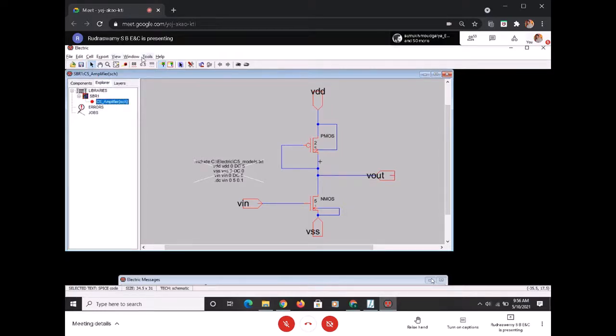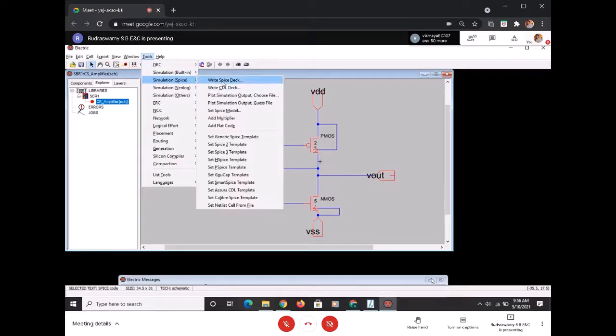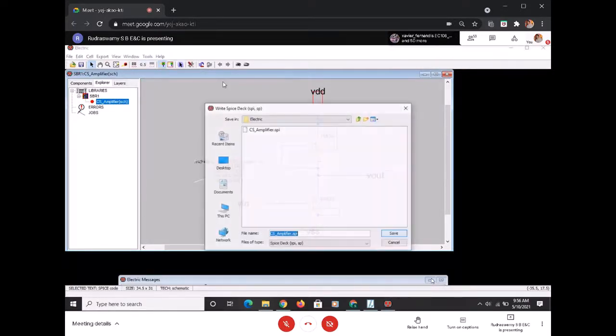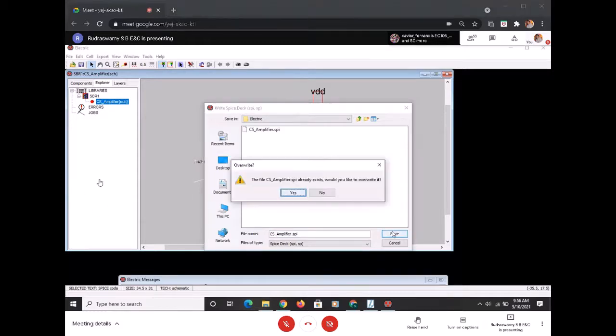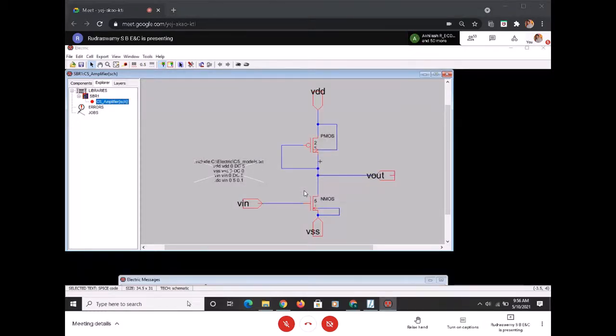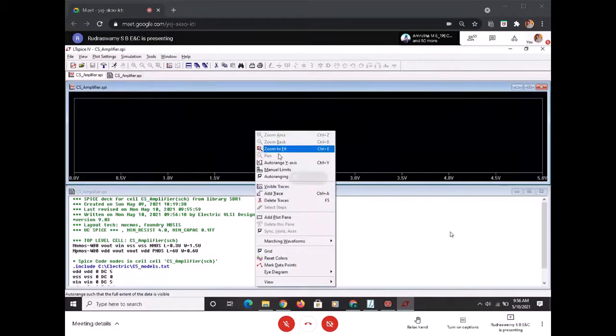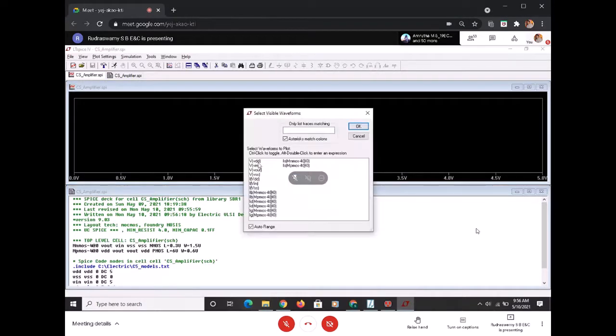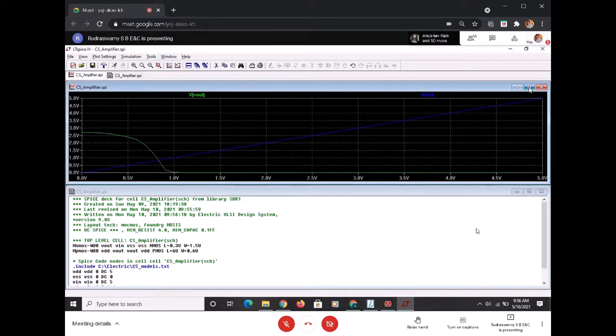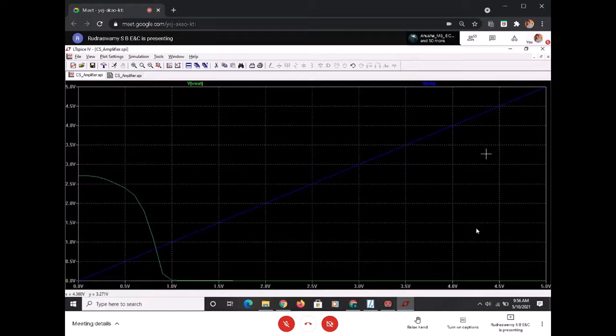So tool, SPICE, write this. You can see this SPICE amplifier thing. Now add variables, it is Vin and Vout. And you can see this is what we are getting. The blue line corresponds to my input and this green is my output. And you can see there is an intersection happening.